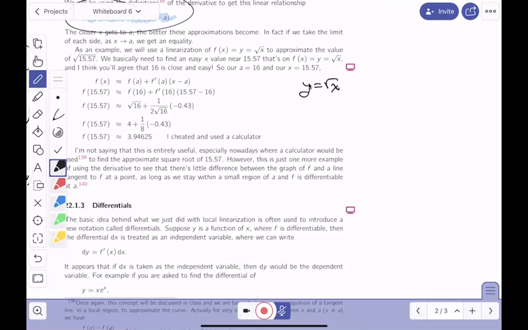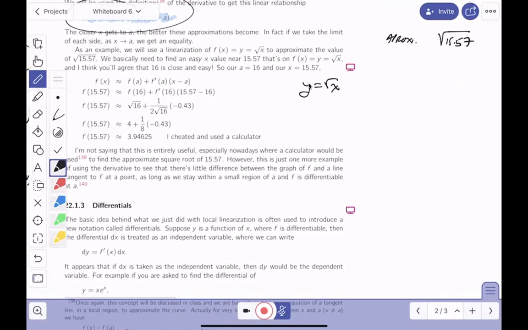Right, I'm reading this. And what they go on to say, they actually want an approximate of the square root of 15.57. I've got to be honest with you, if someone asked me the square root of 15.57, I don't think I'd be using this method. All right, what would I do? Probably take a calculator out.